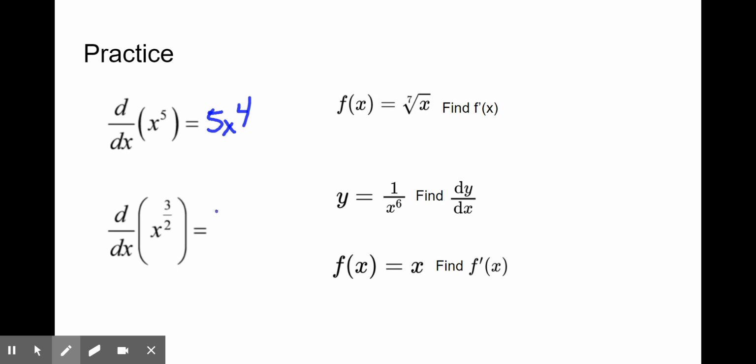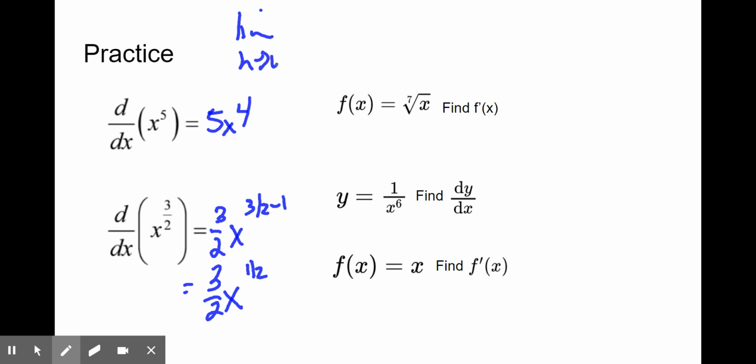Variable to a numeric power: take the numeric power, put it in the front, and subtract 1 from the power. So I'm going to get 3 halves x to the 1 half. There's my derivative. Okay, this is the derivative, without the limit as h goes to 0 of f of x plus h minus f of x over h. No need for that.